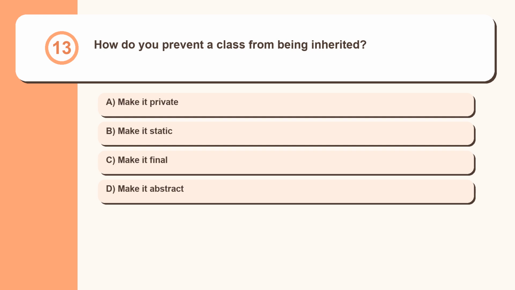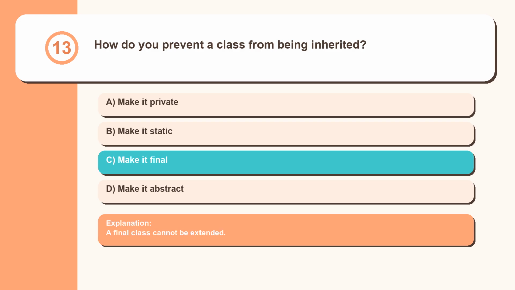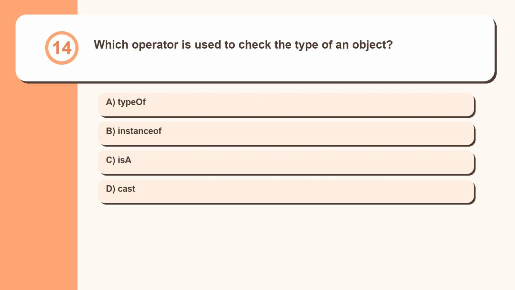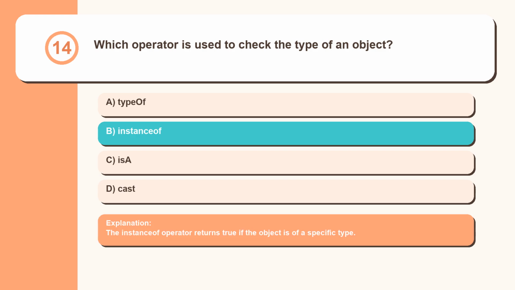Question 13. How do you prevent a class from being inherited? Make it private, make it static, make it final, make it abstract. A final class cannot be extended. Question 14. Which operator is used to check the type of an object? typeof, instanceof, isa, cast. The instanceof operator returns true if the object is of a specific type.